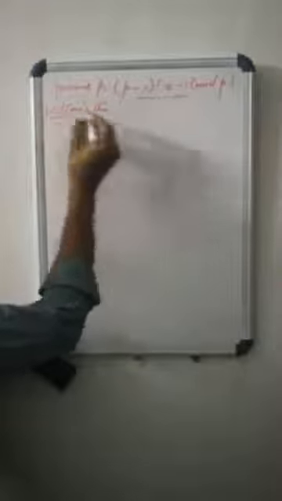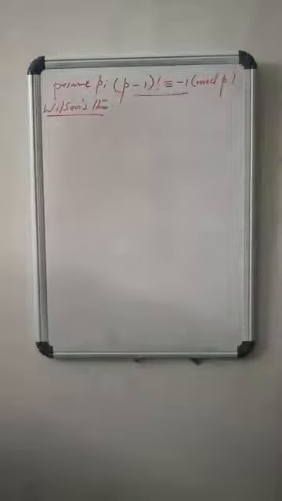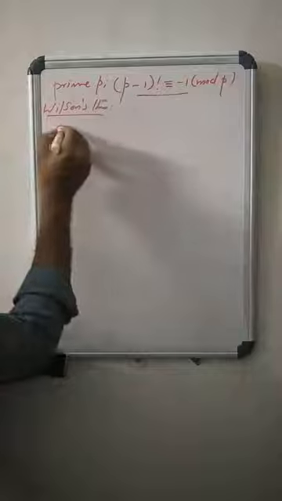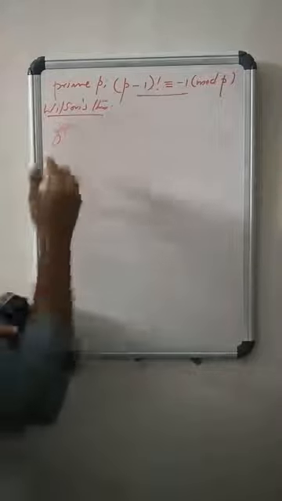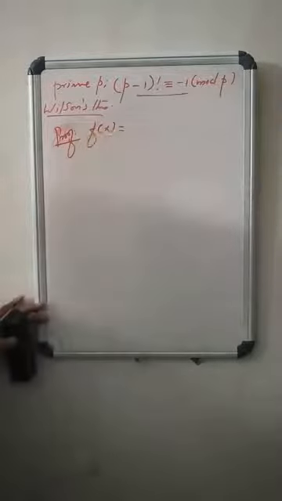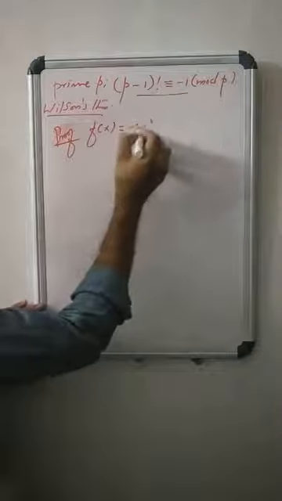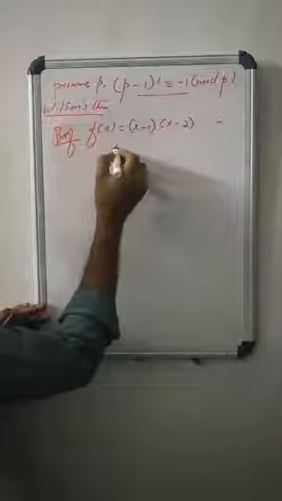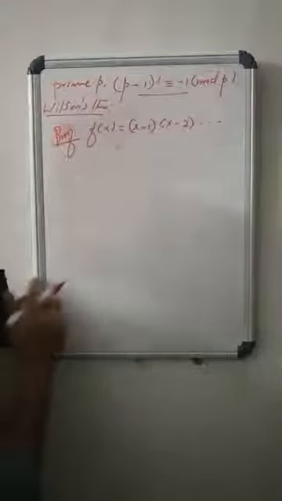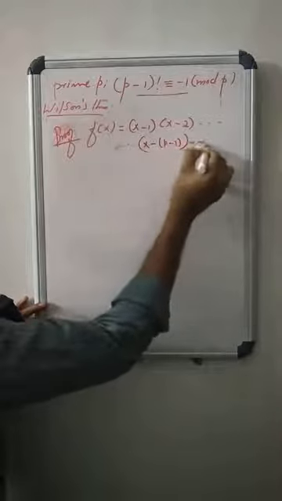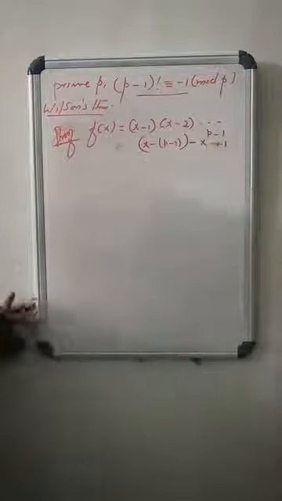The theorem says that for any prime p, (p-1)! is congruent to -1 mod p. How? The proof is in this way. Consider a polynomial f(x) = (x-1)(x-2)...(x-(p-1)) - x^(p-1) + 1.